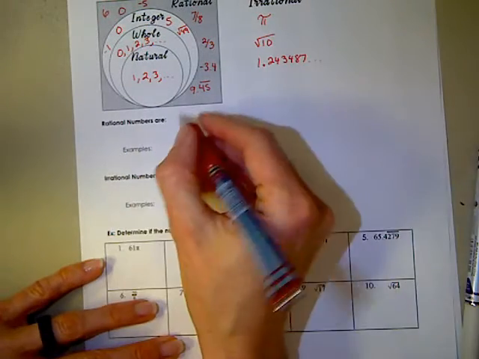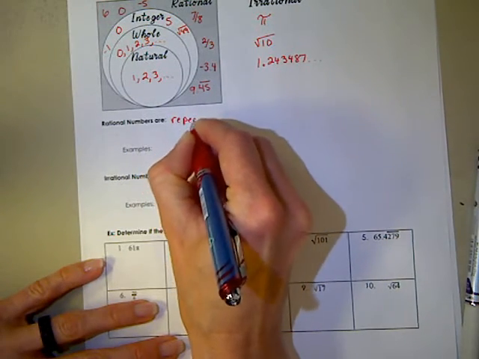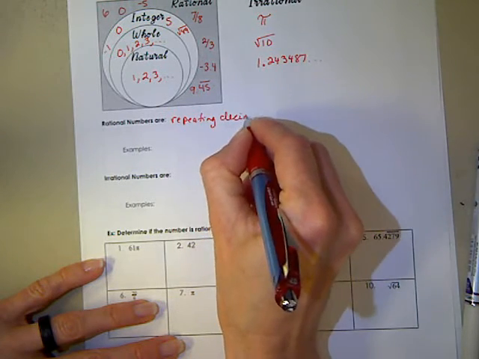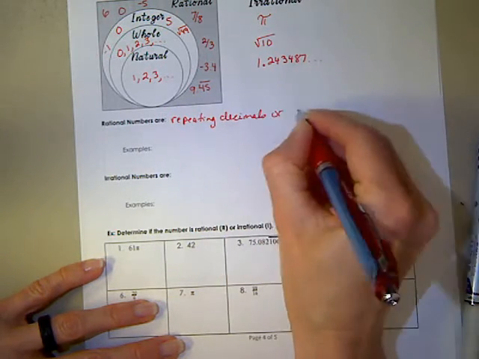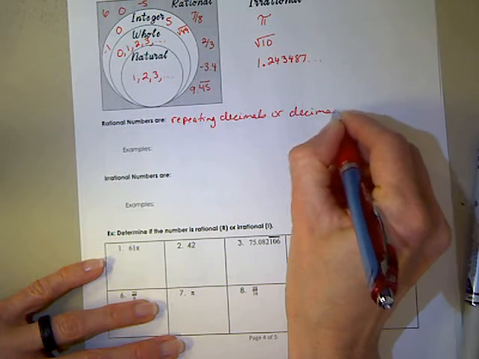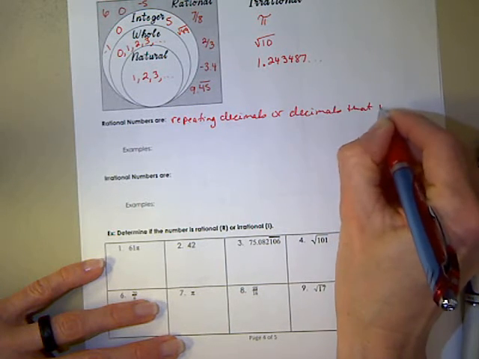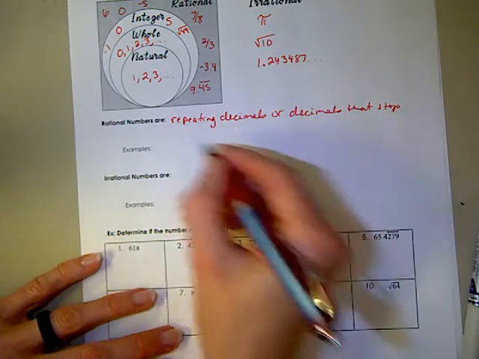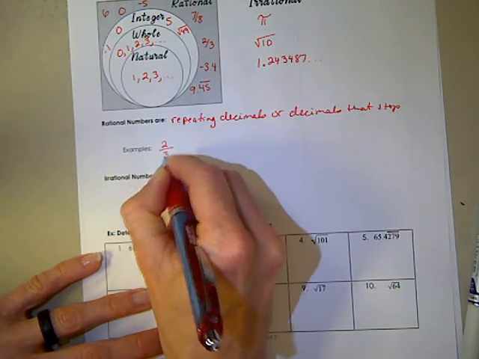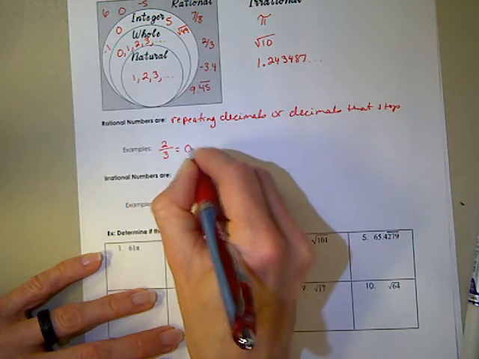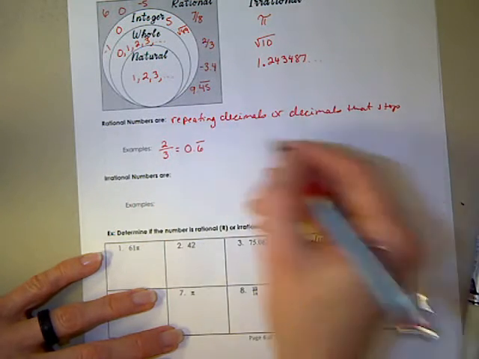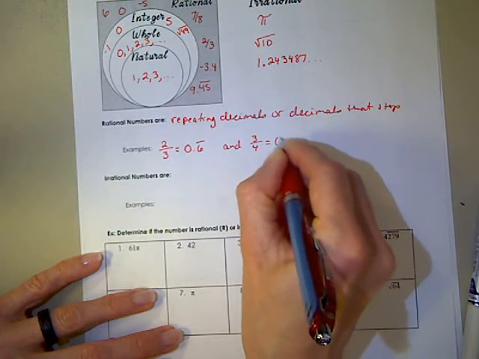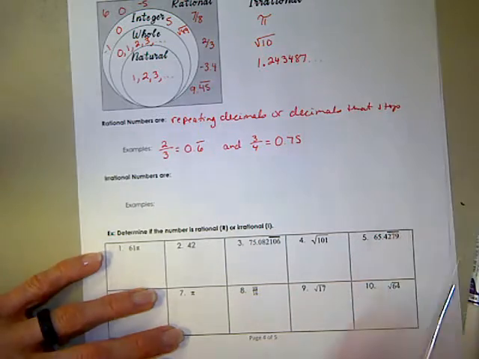Rational numbers are repeating decimals or decimals that stop, or whole numbers, negative numbers, integers, all those. Okay, so some examples like we talked about. 2/3 gives you a repeating decimal of 0.6, and another one would be 3/4 gives you a decimal of 0.75, so it stops.